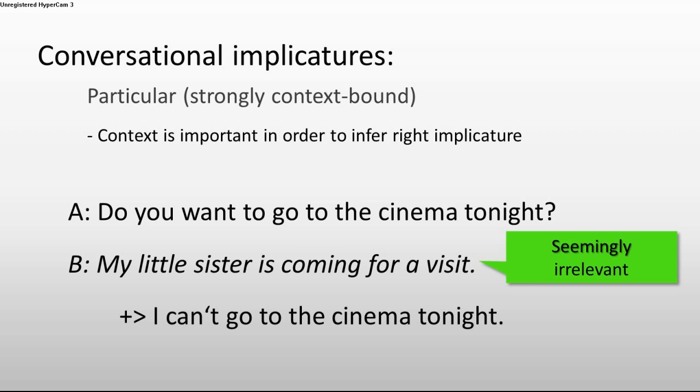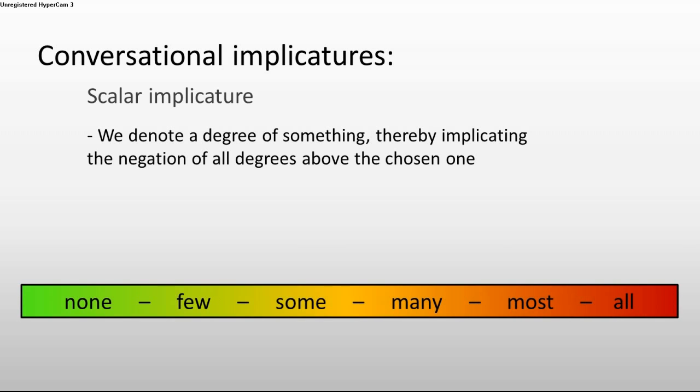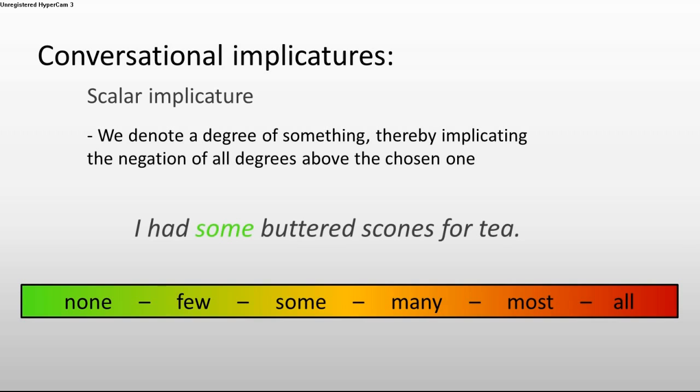The last type is called scalar implicature. Whenever we use a word that expresses a degree, you automatically implicate that the thing you're talking about isn't of any higher degree. So here you have a scale going from none to all. And now have a look at the sentence. I had some buttered scones for tea. The word some is in the middle of our scale, meaning that you just had some, but not all buttered scones, because they're really high in fat and you really wouldn't want to eat them all.